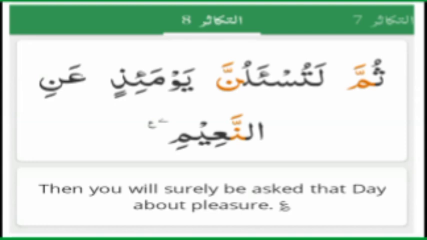About the pleasures, about my ni'mat, about my blessings.